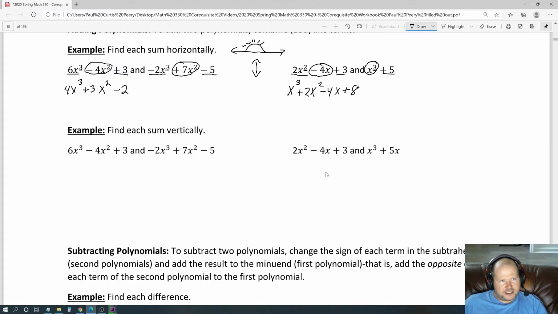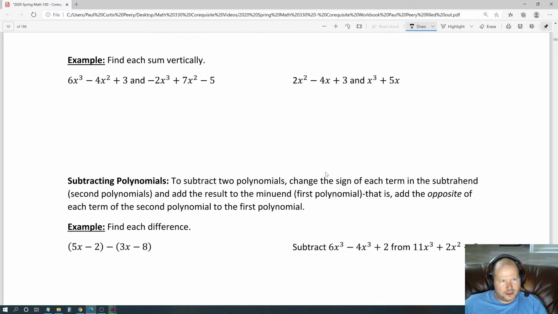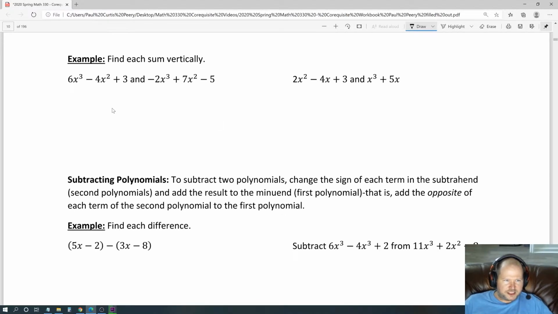Now adding them vertically is going to be a little bit extra work, but sometimes it's worth it, especially if you're adding together very long polynomials. I mean, depending on how far you go in math, you might have 10 plus terms, in which case adding them vertically actually might be easier. But for the short ones, generally speaking, the rule of thumb would be if they're short, probably want to add them horizontally. If they're long, might want to switch over to vertically. But some people do everything vertically because they just find it easier.